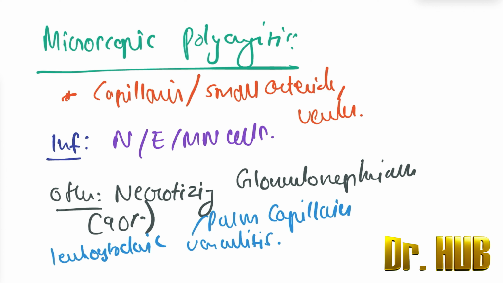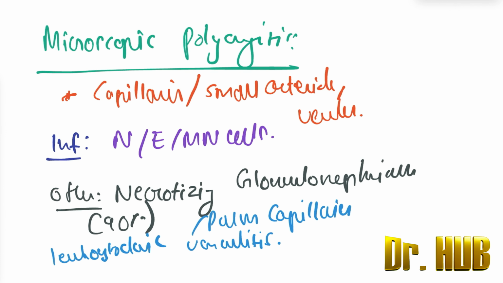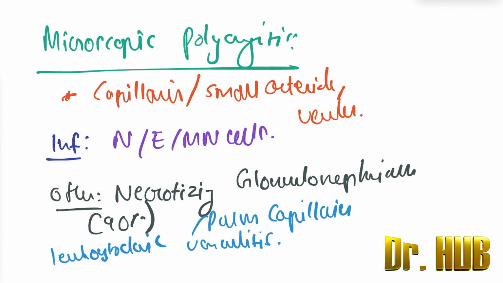So to recap, we saw the microscopic polyangiitis. Here it involves the capillaries, the small arterioles and the venules. It involves the neutrophils, eosinophils and the mononuclear cells. And the other features are the necrotizing glomerulonephritis, the pulmonary capillaritis and the leukocytoclastic vasculitis.